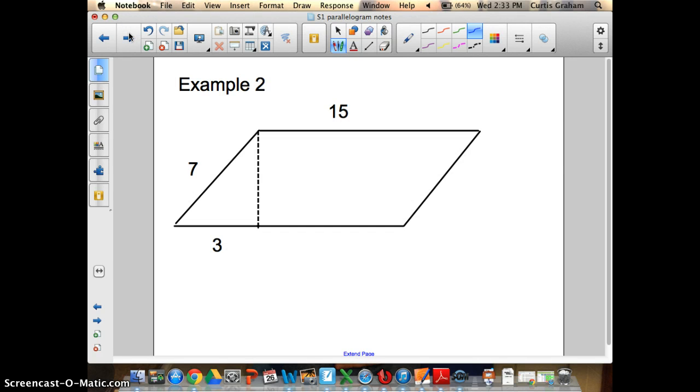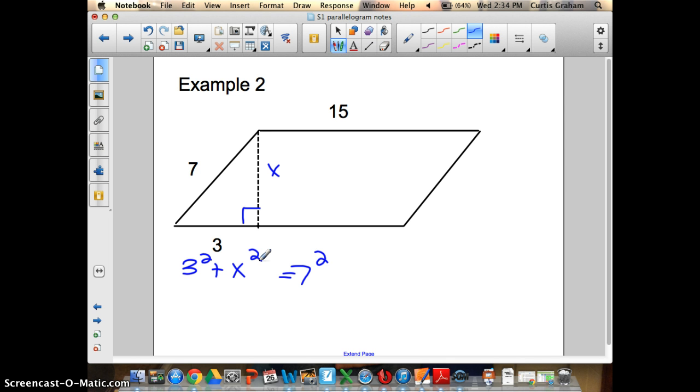Example 2. I have not given you the height, but I've given you some ways to find the height. For example, right here, this is a right triangle. How can I find the other side of this right triangle? One, I can use the Pythagorean theorem. My hypotenuse is 7, so that's my C. 3 squared, and I want to figure out what this is, so I'm just going to label it as x. 3 squared plus x squared is equal to 7 squared.